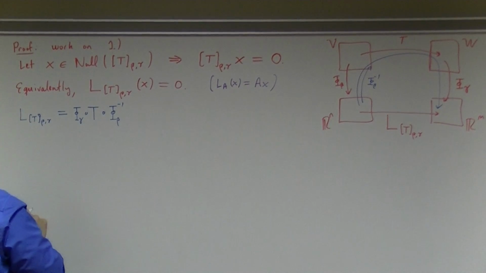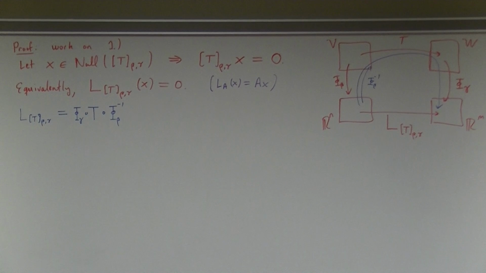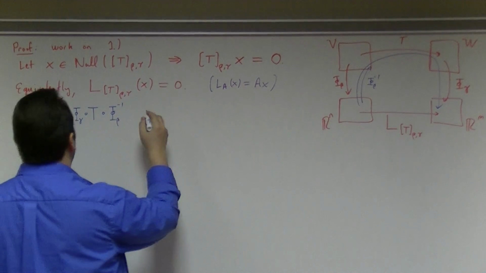Let's see here. What I do here, I could do a lot of different things. I'm trying to get my hands on something about the kernel as it relates to this point x. I'm trying to show that x is in the image of the kernel of T under beta. Let's see here. What does this say?